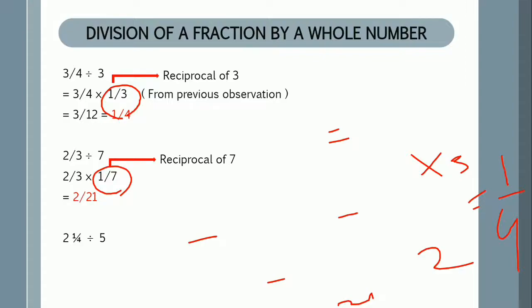There is a mixed fraction, 2 whole and 1 by 4, divided by 5. Then how can we divide it? First you have to convert the mixed fraction into an improper fraction. Okay. So Priyanka, please tell what is the improper fraction of 2 whole and 1 by 4?